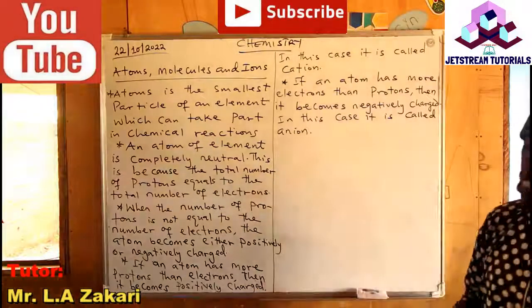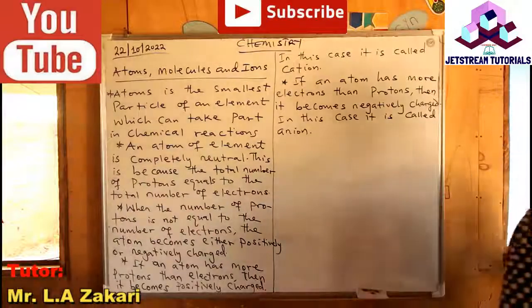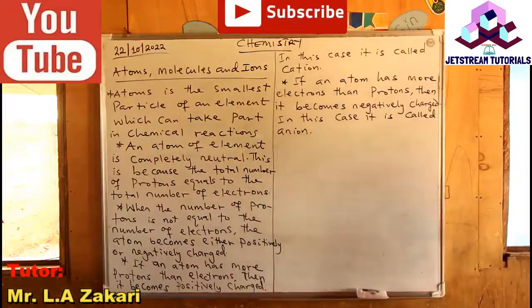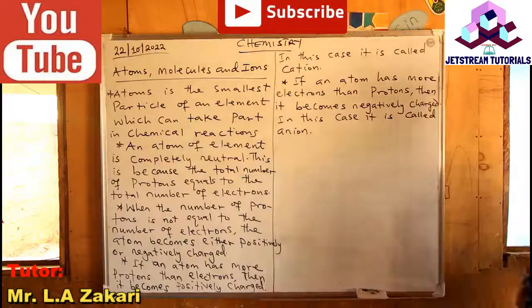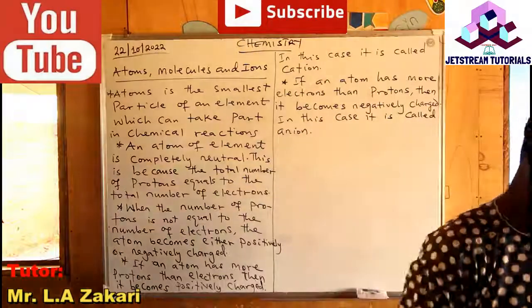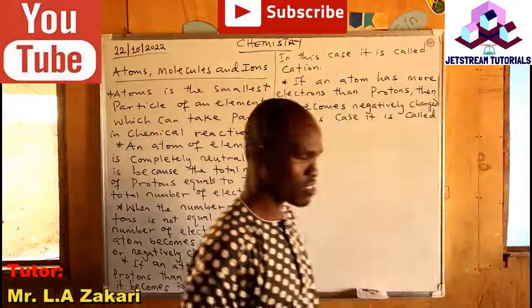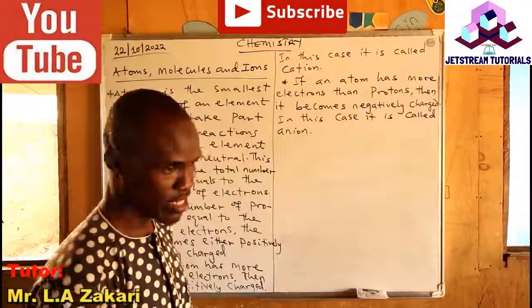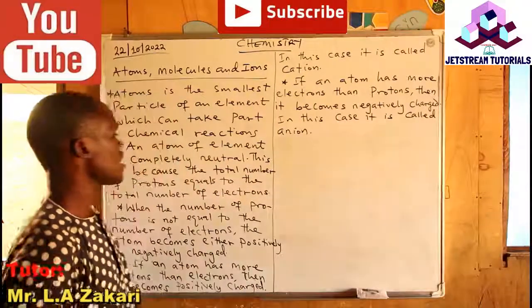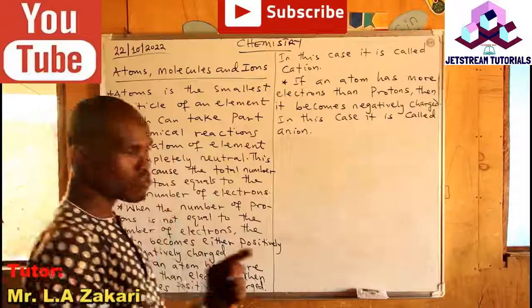That is why you cannot say "element of atoms." That is very wrong. Rather, you say atoms of elements. Are we together? So, in this, atoms have electrons and protons.